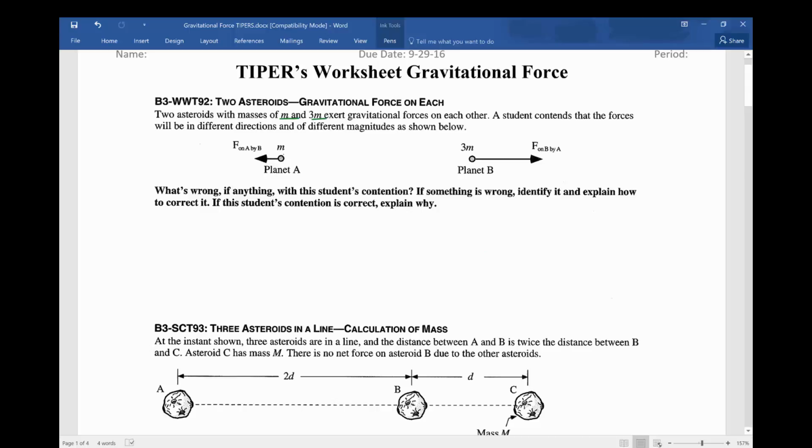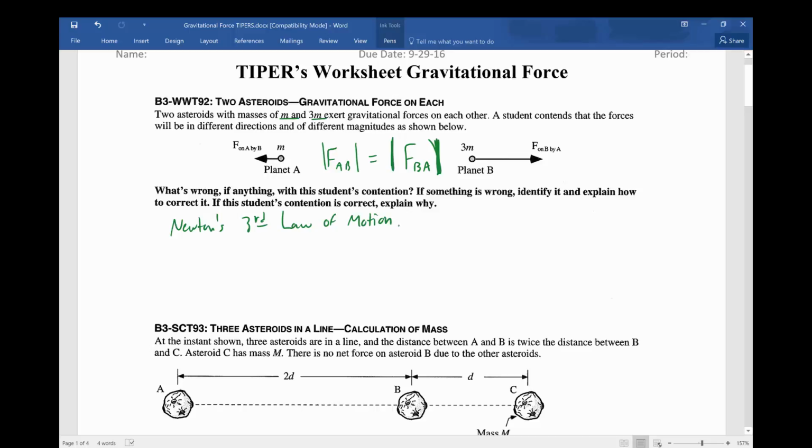The reason this is wrong is because when we talk about forces, the magnitude of the force on A due to B must be of equal value to the force on B due to A. They must be of equal value. This is consistent with Newton's third law of motion. Remember that for every action there's an equal and opposite reaction.